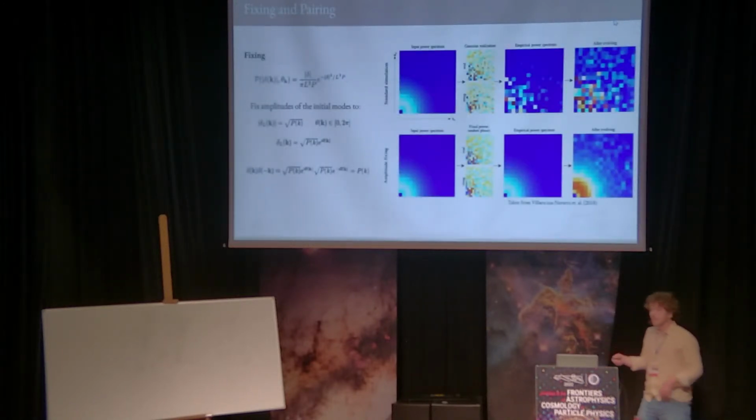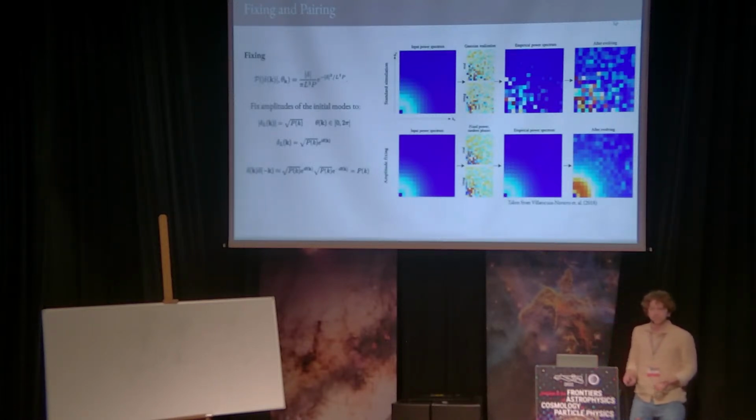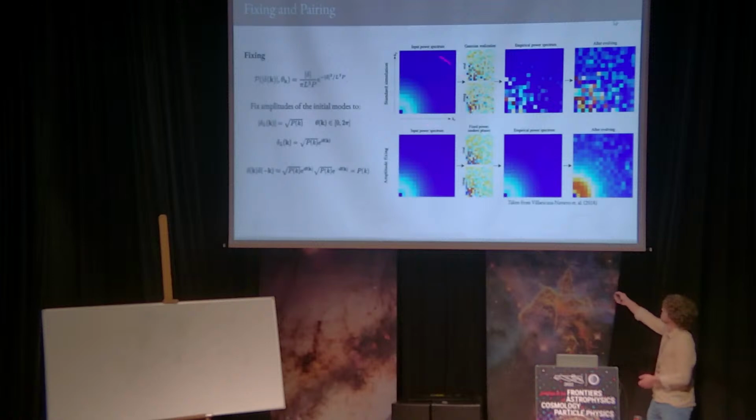So what is that, and how do we suppress variance in simulations using that? The first part of this procedure is usually called fixing. To generate initial conditions for a simulation, what we usually do is sample the amplitudes of these modes from a Rayleigh distribution, and the phase uniformly between 0 and 2 pi. This is what's illustrated here.